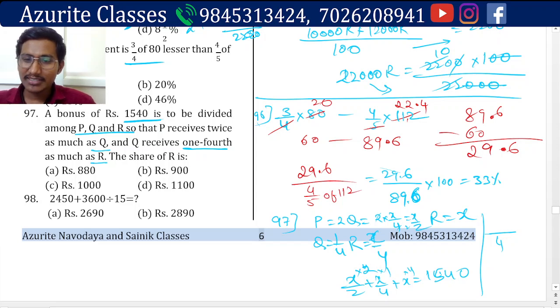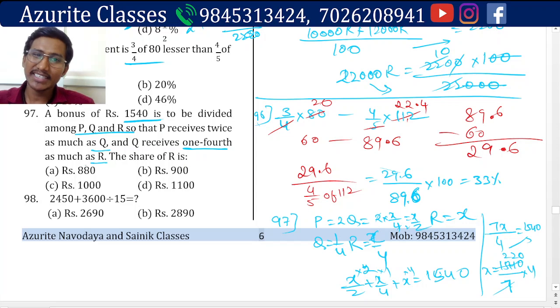So 2x plus x is 3x, 3x plus 4 is 7x, which is equal to how much? 1540. So this 4 will multiply, 7 will divide. So x is equal to 1540 divided by 7 into 4. So if you divide by 7, 7 2s are 14, 1 will be remaining, 7 2s are 14, 0s are. So 22 4s are 880, 880 is the answer, option A for this, okay?